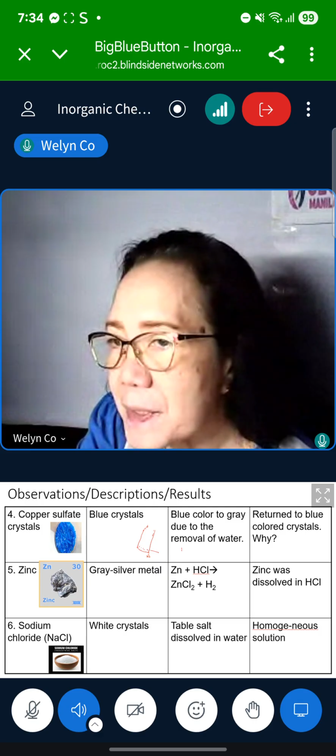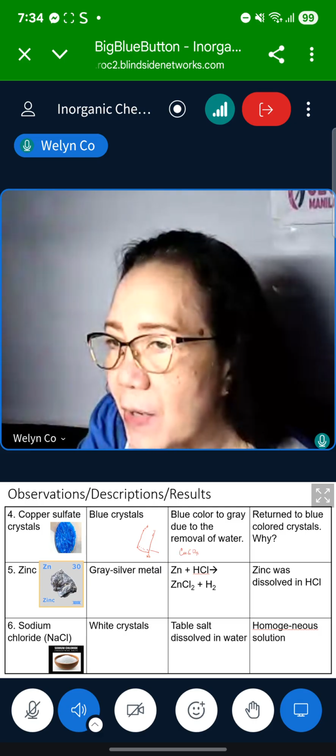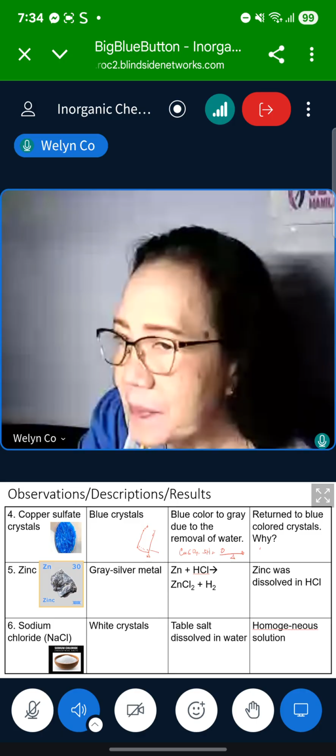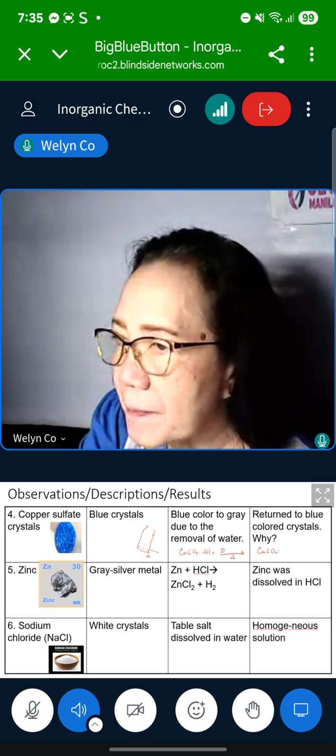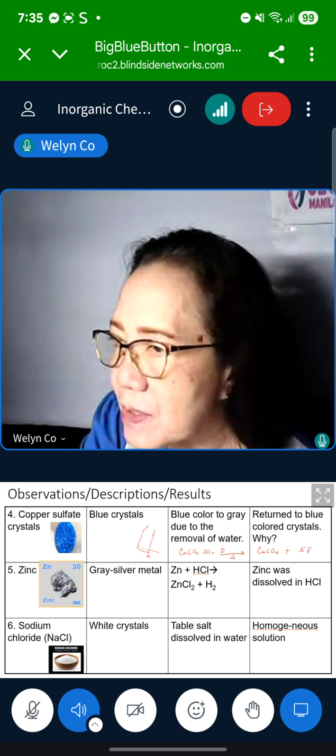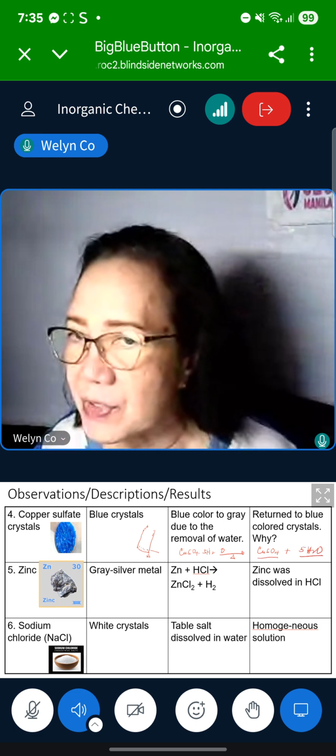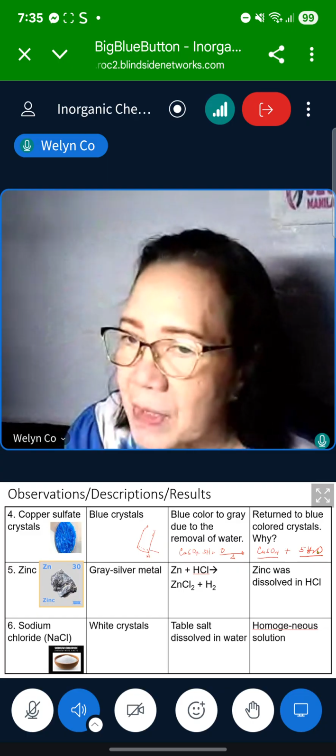Because this copper sulfate that was given to you is a pentahydrate. So when heat is applied, your copper sulfate separates plus the 5 moles of water. So, decomposition occurs. So that is your chemical change.